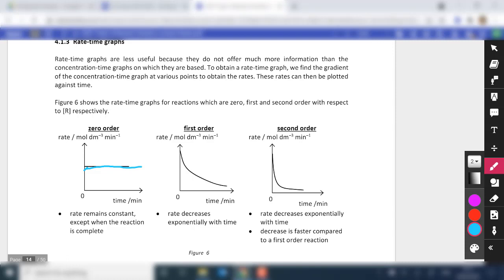And the process of obtaining a rate-time graph is actually not so direct, because you have to find the gradient of the concentration-time graph at various points in order to obtain the rates, and then from there you plot them against time. So it's less intuitive, less useful, I would say. So the most useful graphs will be what we talked about earlier on, concentration against time, and rate against concentration.